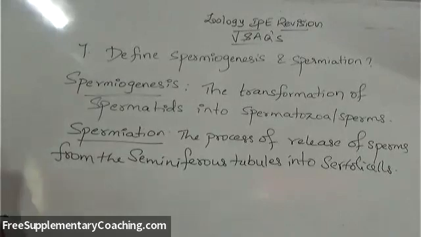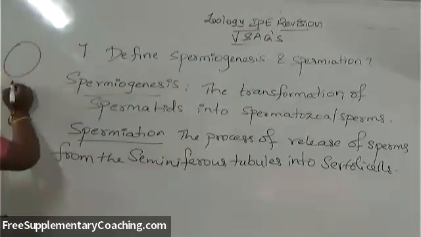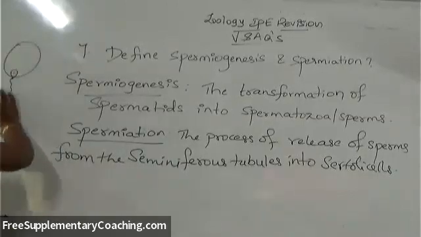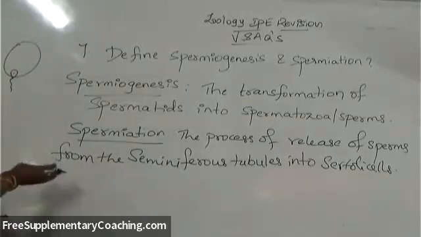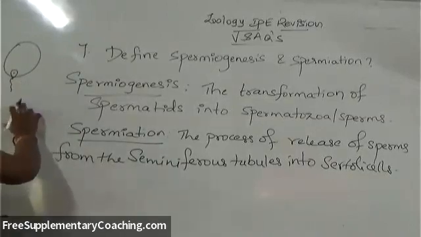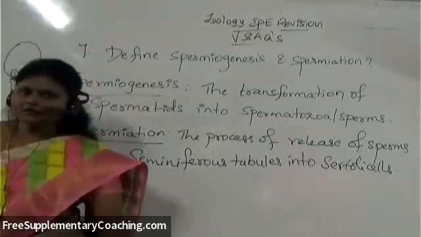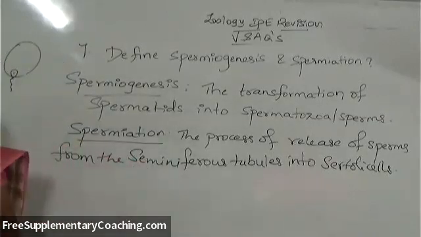So spermiogenesis is the process of transformation of spermatids into sperms, and spermiation is the process of release of the sperms out of the seminiferous tubules. For example, if this is a Sertoli cell, the heads of the sperms are attached to this. Now, from the Sertoli cells, they will get detached, and finally they are moving out of the seminiferous tubules. That is called spermiation.